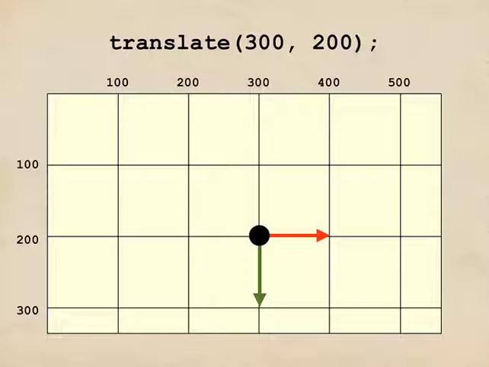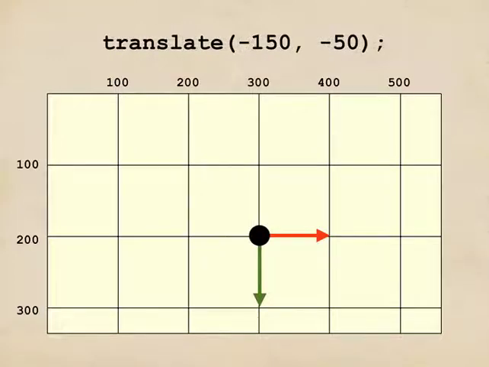Let's see another example. I'll translate by minus 150 and minus 50. So minus 150 means I'm going to move in a direction opposite to the positive x-axis. I'm going to move to the left, and I'm going to move 150 units to the left. So let's measure that off. There's 100 units, we'll go to the left. There's another 100, but we only go halfway. So now we're 150 units to the left.